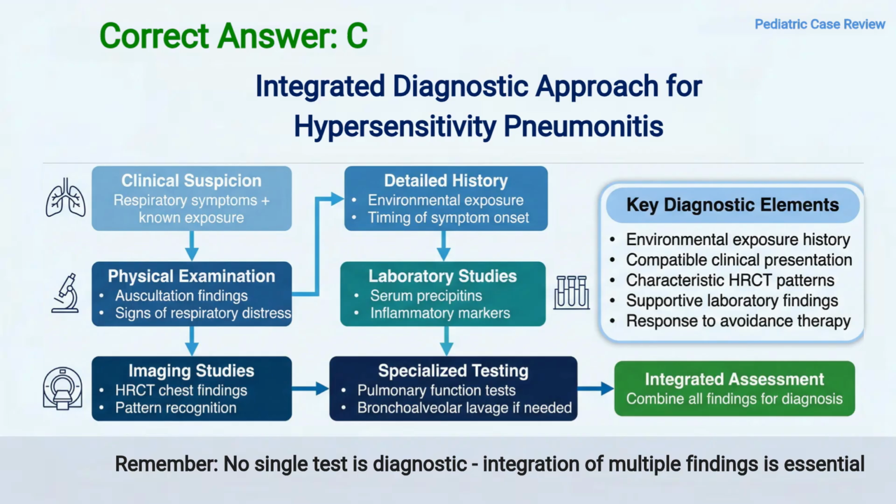The integrated diagnostic approach for hypersensitivity pneumonitis requires combining multiple elements. Clinical suspicion begins with respiratory symptoms and known exposure. A detailed history must document environmental exposure and the timing of symptom onset. Physical examination identifies auscultation findings and signs of respiratory distress. Laboratory studies include serum precipitants and inflammatory markers. Imaging studies look for characteristic high-resolution computed tomography patterns. Specialized testing includes pulmonary function tests and bronchoalveolar lavage when needed. Remember, no single test is diagnostic. Integration of multiple findings is essential.